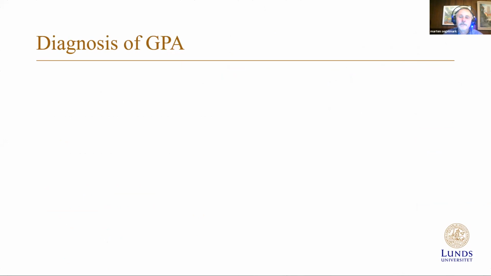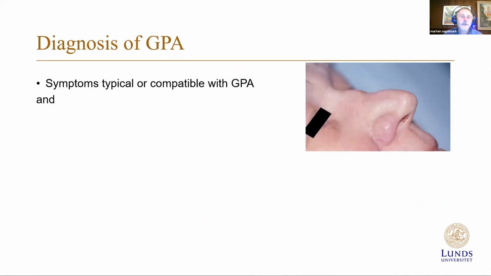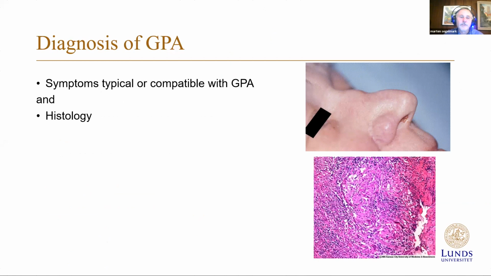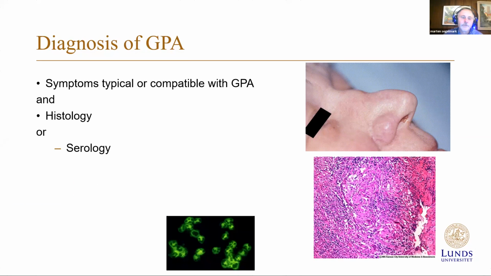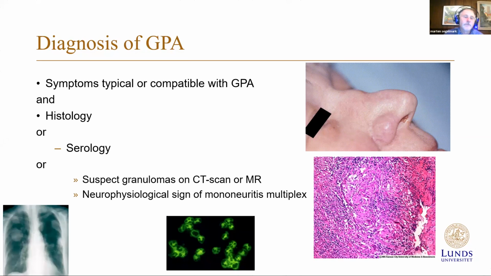So how do we make a diagnosis today of GPA? Well, the patients need to have some sort of symptoms. They could either be typical or compatible with GPA. Then depending on what more we have, if we have histology, it is enough that you have a disease that in some way can resemble GPA to make the diagnosis. But on the other hand, if you only have serology or radiology, you need a very typical constellation of symptoms to be able to make the diagnosis.